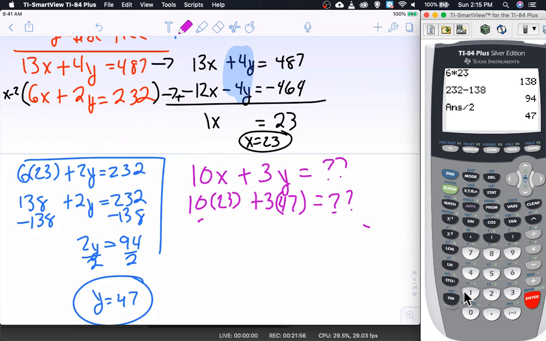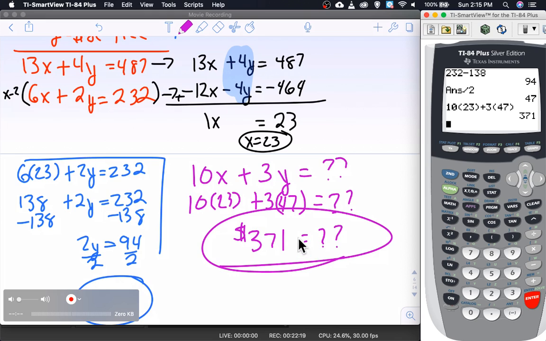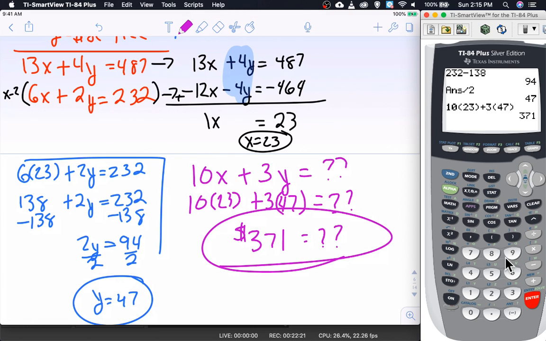This would be, watch this, 10 times 23 plus 3 times 47. I can just type the whole darn thing in. Save myself a little bit of calculation. And we get the total cost is $371. That is my final answer to this question. $371.